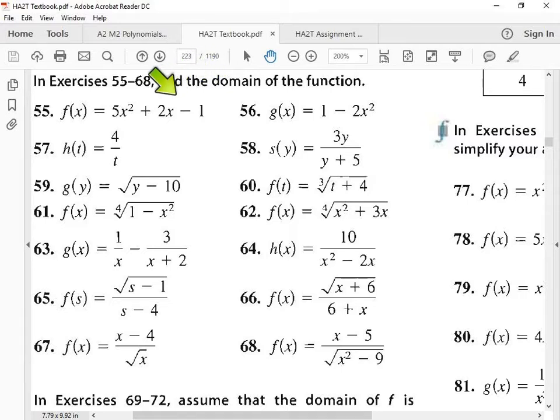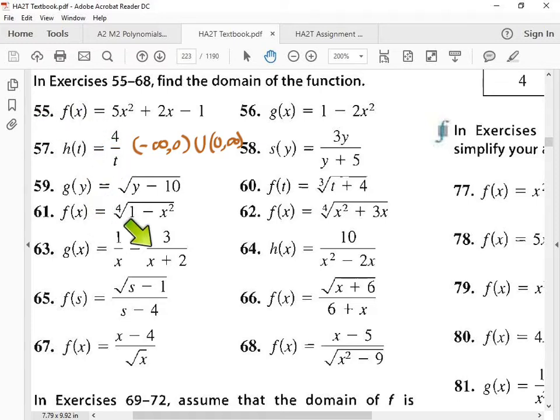Now I'm going to pick on ones that have a restriction on them, like number 57. What can the t not be? What can I not plug in for t? A 0. So your domain is going to be all numbers except for 0. And if you want to write that in interval notation, it would look like this. From negative infinity to 0, not including 0, and then you're going to combine that with not including 0 all the way to positive infinity. That would be all real numbers except for 0 for number 57.